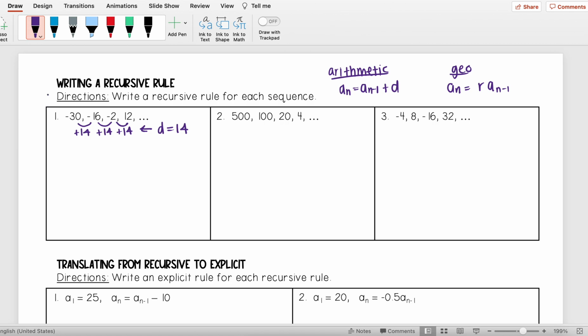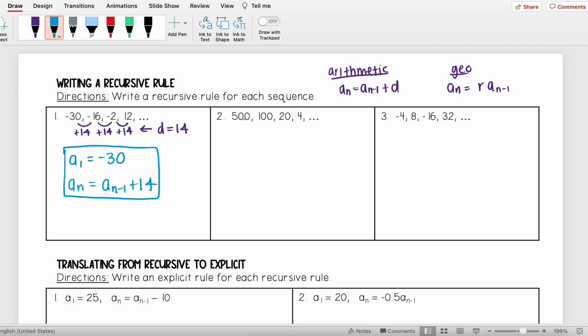So my first step is always to state what my first term is. And so I see that my first term here is -30. So I'm going to write a1 is equal to -30. And then I'm going to fill in my arithmetic sequence over here, and that is an is equal to an minus 1 plus d. And my d here, my common difference, was 14. And so this would be my recursive rule.